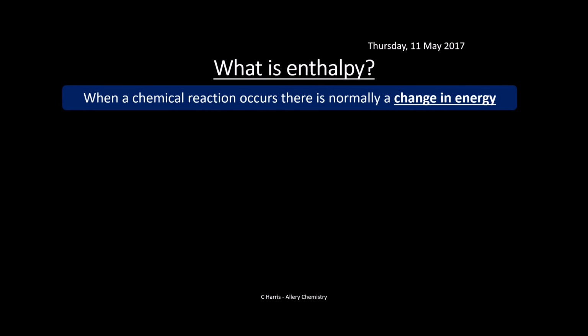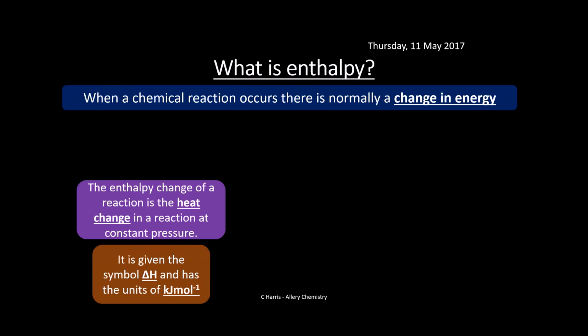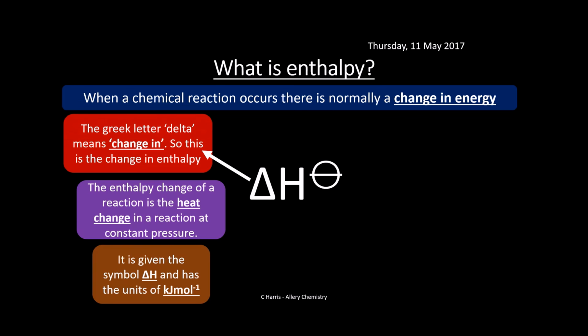When a chemical reaction occurs, there's normally a change in energy. The enthalpy change of a reaction is the heat change in a reaction at a constant pressure. So it's given the symbol delta H, and it has the units of kilojoules per mole, or kJ mol^-1. The Greek letter is a triangle, it just means delta, meaning change. So basically we're looking at the change in enthalpy.